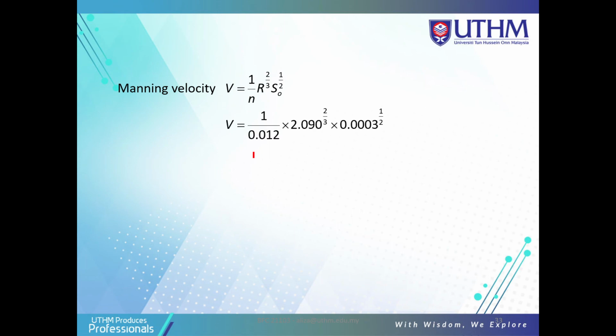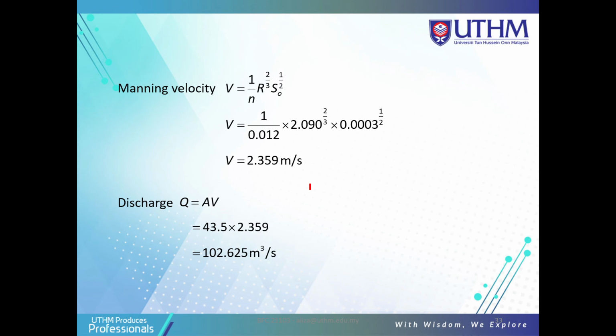You get the velocity from the Manning velocity, with a value of 2.359 meter per second. After you get the velocity, you get the discharge. So that's all you get.